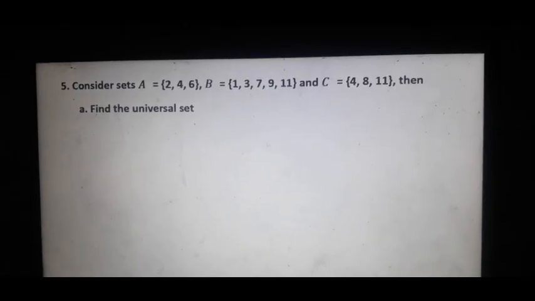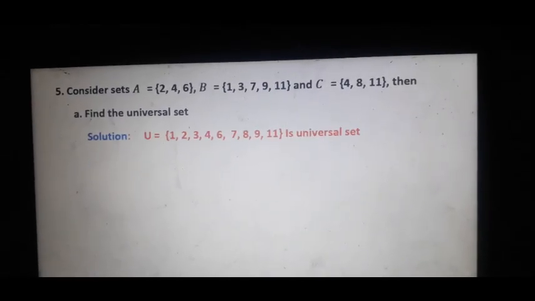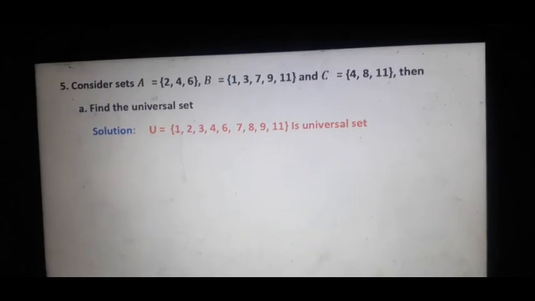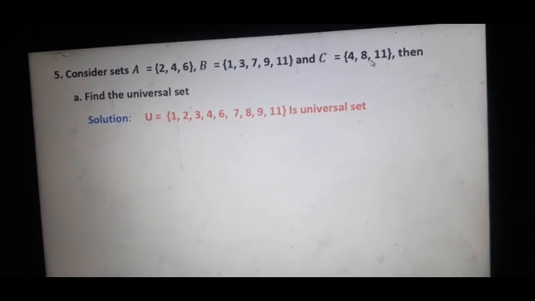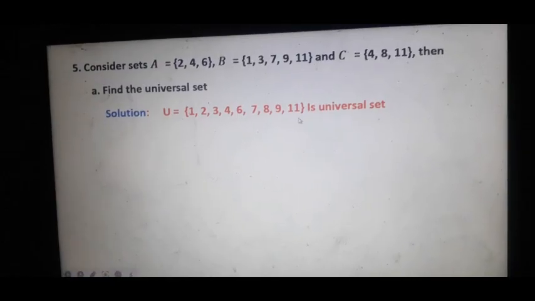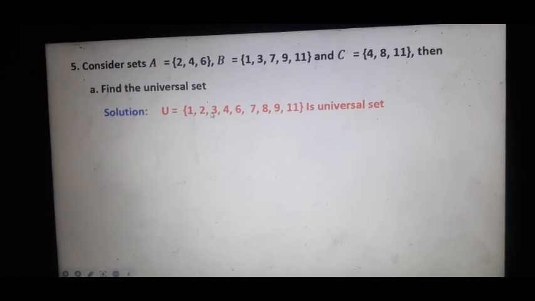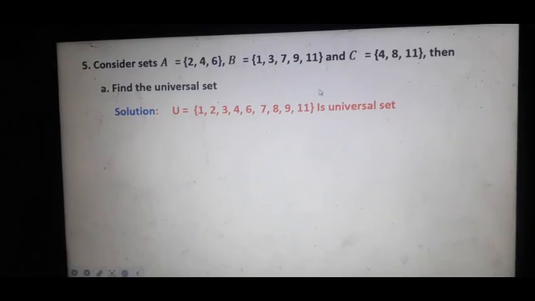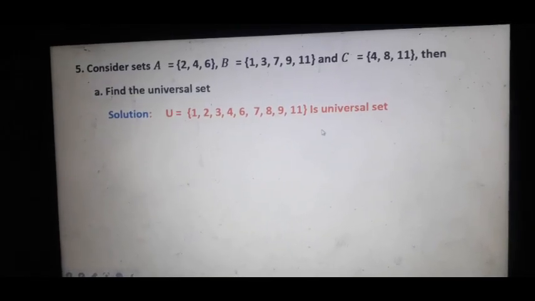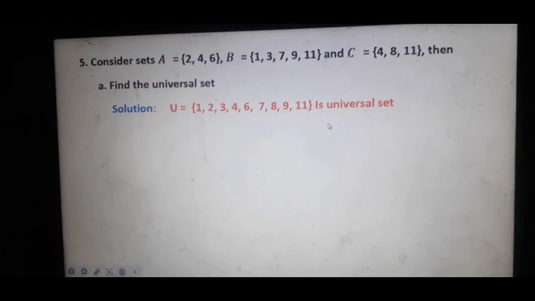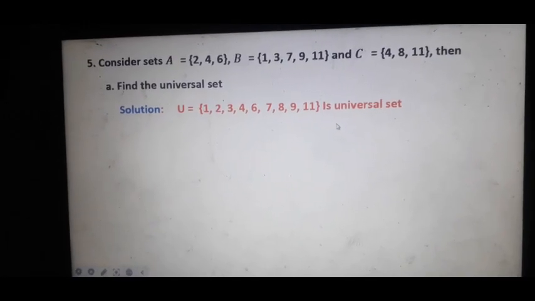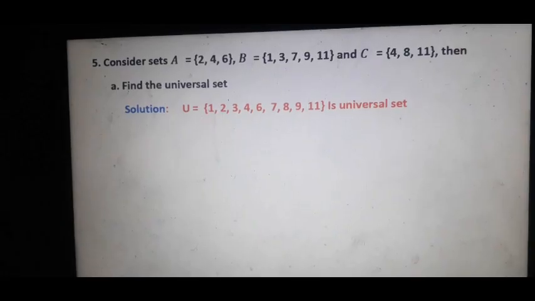This is the last one. Consider set A, a set containing 2, 4, 6, and B, a set containing 1, 3, 7, 9, 10. Find the universal set. The universal set contains all of 1, 2, 3, 4, 6, 7 and the rest, so it is the universal set.